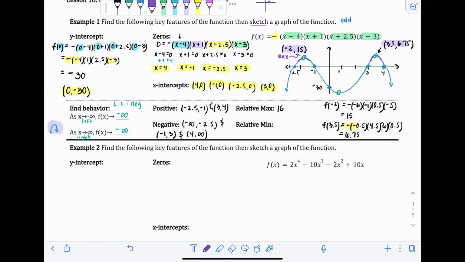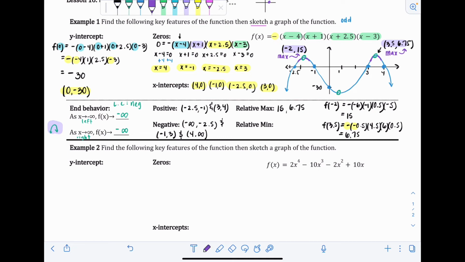And then it was a max at that point because it was higher than the points surrounding it. So we have a relative max at 6.75. And again, just an approximation, there could be a point that's slightly above or slightly below it, but it's as much as we can do manually without a graphing calculator.